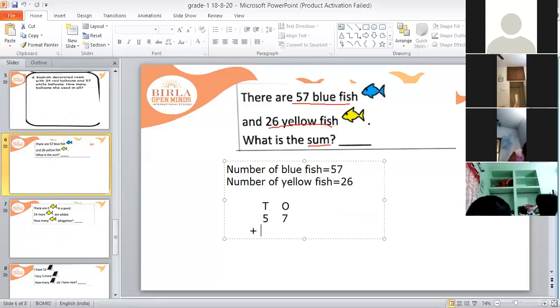We'll put a plus sign because we are doing addition. So your next number is 26. So 2 will come in tens place and 6 will come in ones place. Right? So now we have to add these two numbers together. So in addition, we'll first add the number in ones place. That is, we'll add 7 and 6. First we will add 7 and 6.